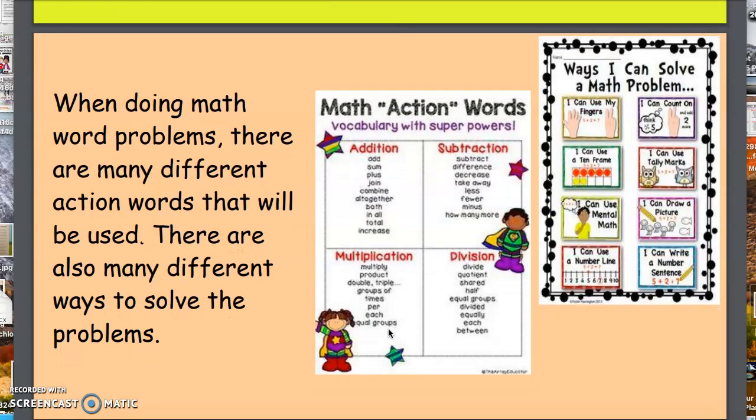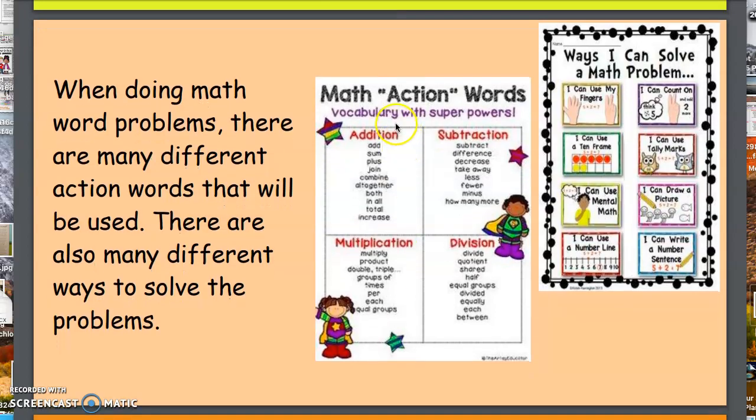When doing math word problems, there are many different action words that can be used. There are also many different ways to solve the problems. Here are a few math action words, vocabulary with superpowers. We have addition. You could use the words add, sum, plus, join, combine, altogether, both, in all, total, and increase. Next, we have subtraction. It could be subtract, difference, decrease, take away, less, fewer, minus, or how many more.